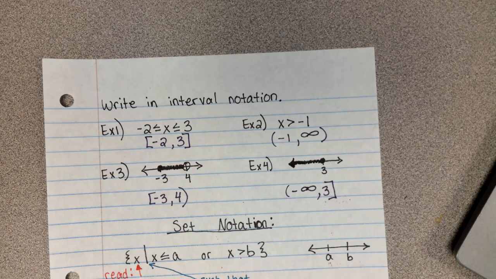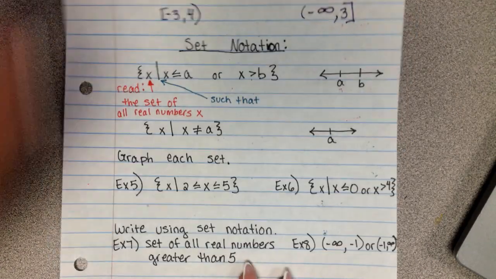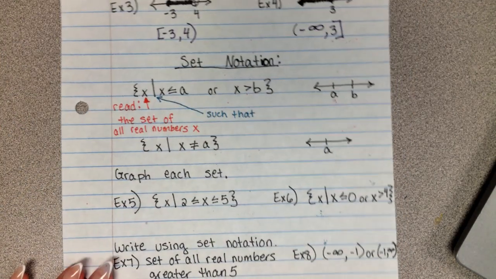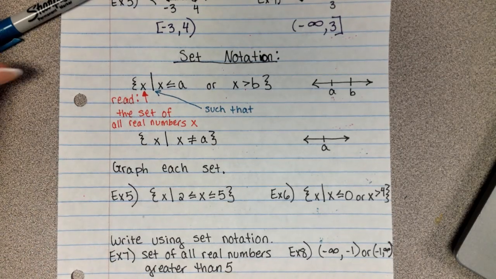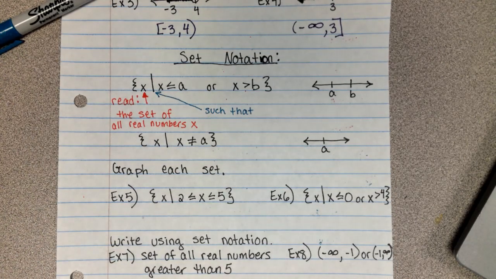Now, there's another type of notation we use for intervals. Sometimes it's called set builder notation. Sometimes it's just called set notation. I grew up calling it set notation. I've seen it also referred to in some manuscripts as set builder notation. You use the words you use.